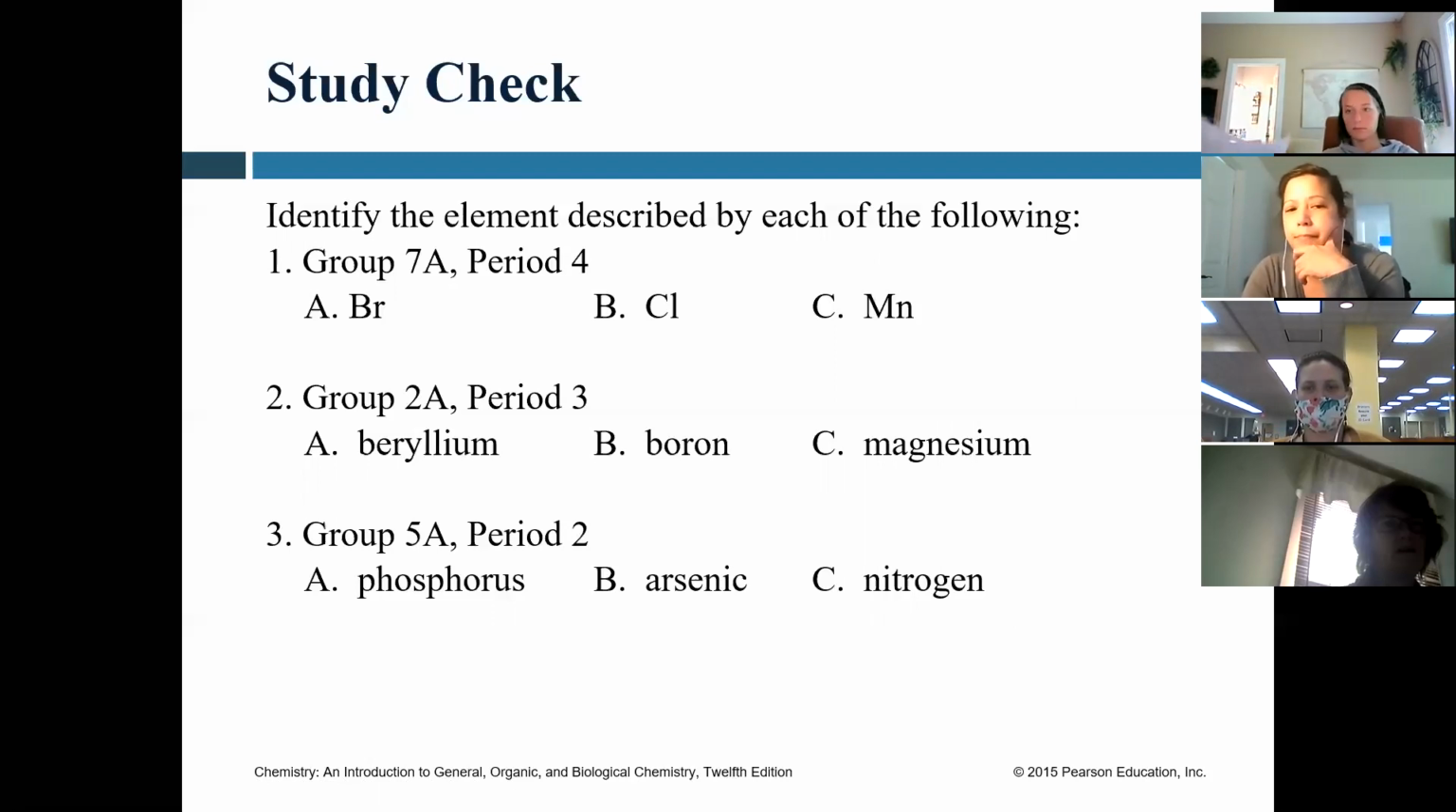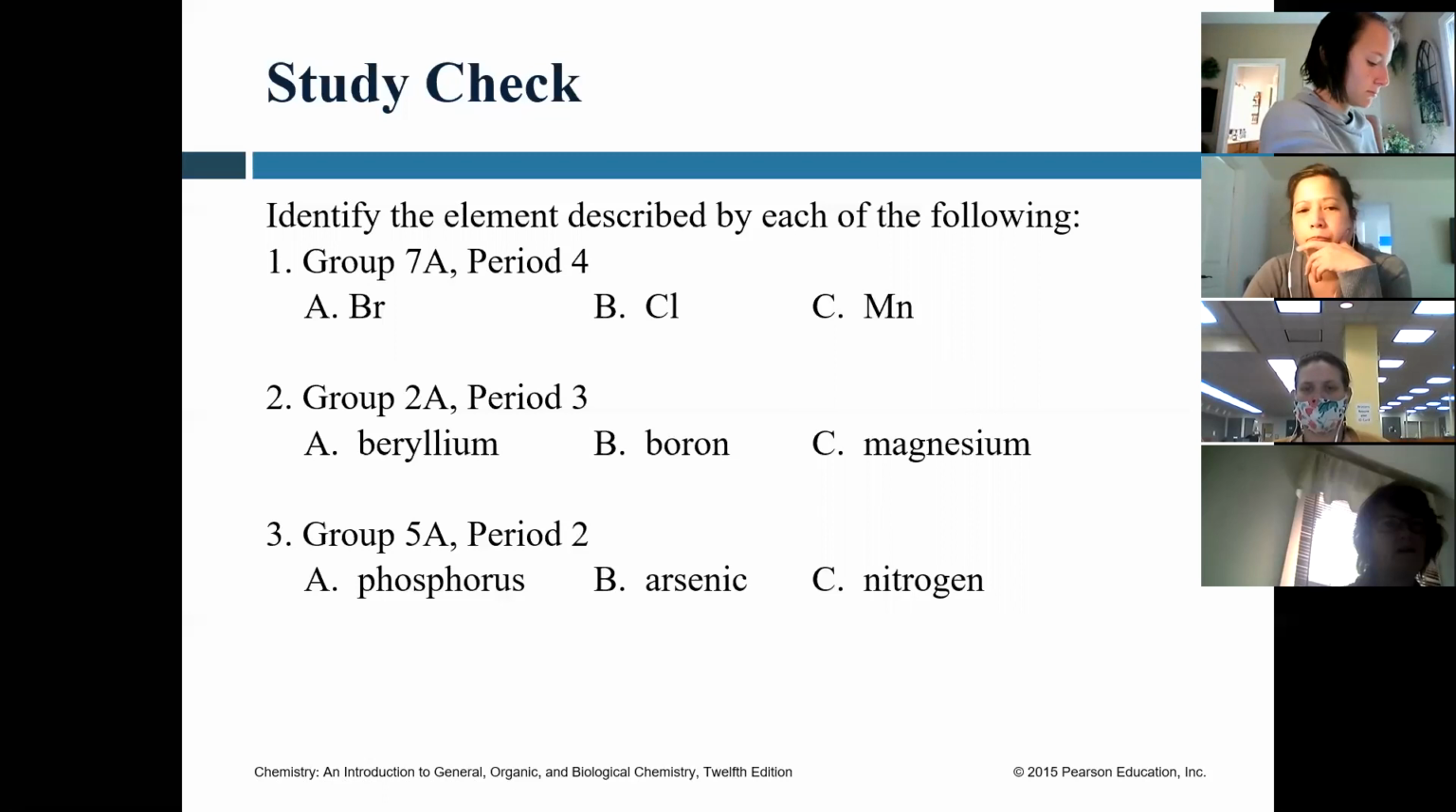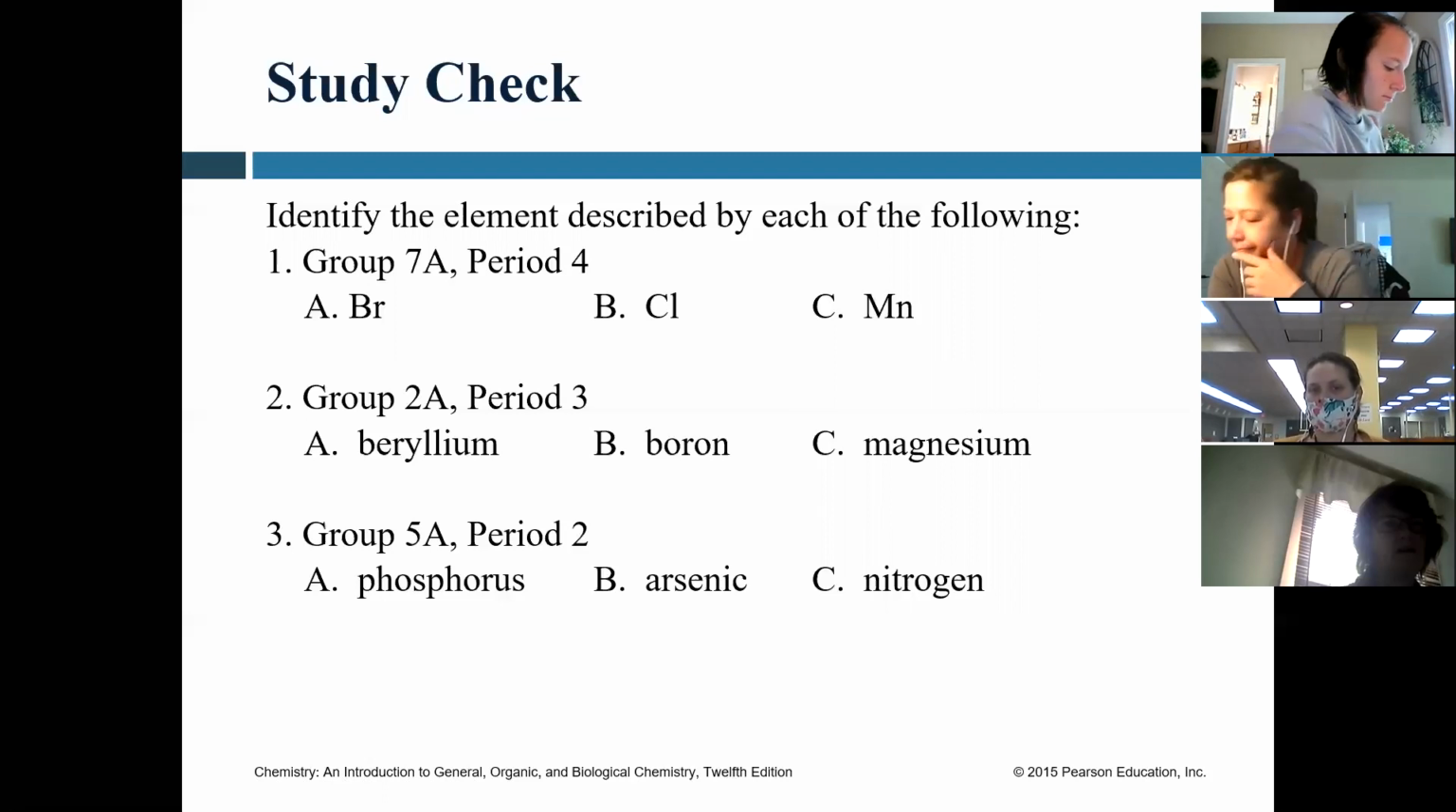Number 2, group 2A, period 3. We go over to 2, which is my alkaline earth metals, and I've got to go down 3. We're at beryllium, but beryllium is really at 2, period 2. So we go 1 down: magnesium. Group 5A: 1, 2, 3, 4, 5. So 5 would be my nitrogen column. Period 2 means nitrogen.